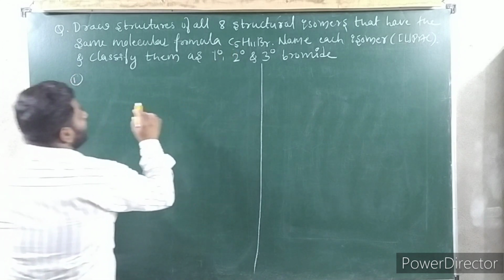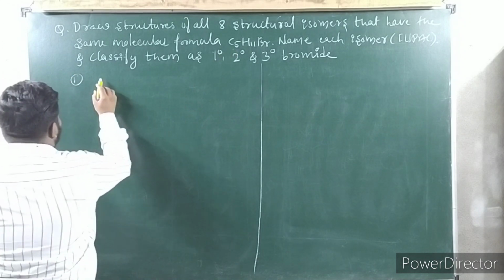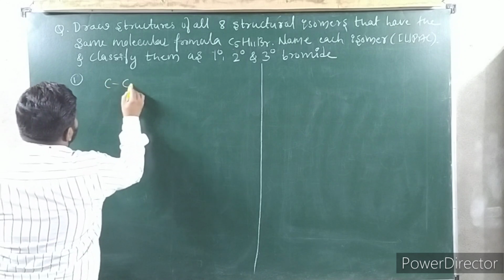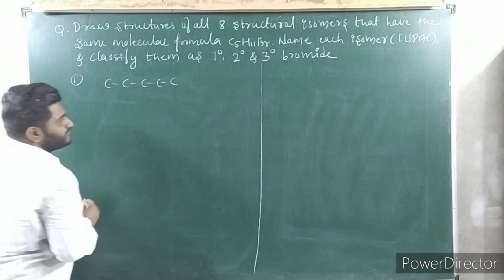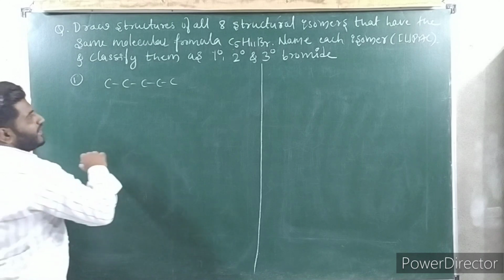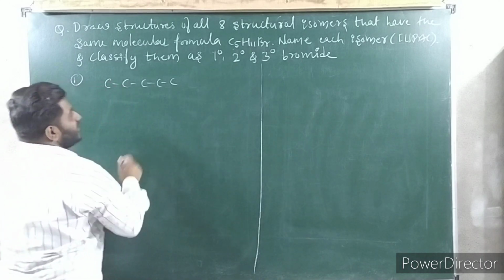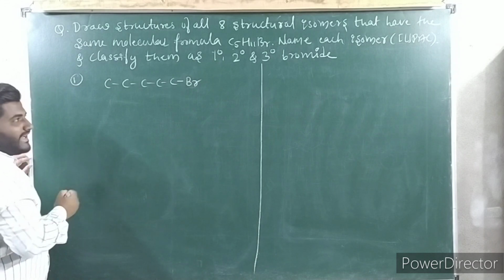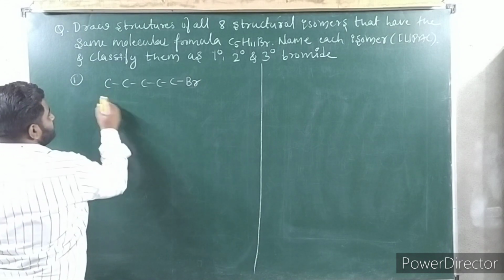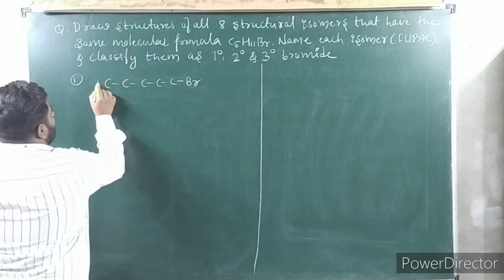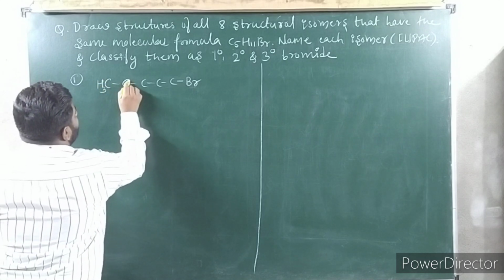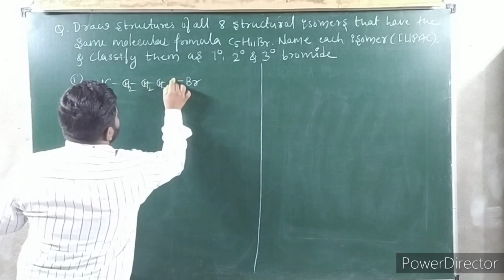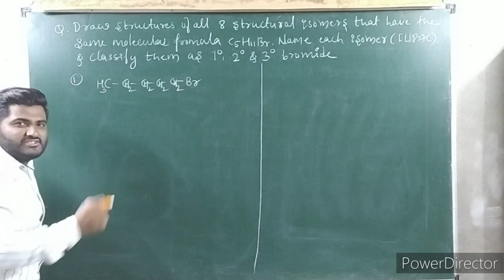Total how many carbons are there? 5 carbons. So you just write 5 carbons. 1, 2, 3, 4, 5. 5 carbons written. Okay. Now Br is there. You attach Br here. This is the first case. Correct or not? So remaining H. One bond is over, 3H. 2 bonds are over, 2H, 2H, 2H, and here also 2H. This is the first case.